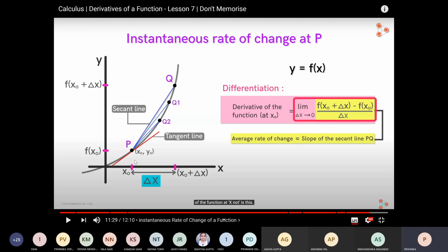Derivative का अगर formula से देखना चाहें, so it is given by limit delta x tends to zero f of x naught plus delta x minus f of x naught upon delta x, that is change in y by change in x, and this change in x is tending to zero. That is basically the derivative of the function. और geometrically हमें याद रखना है कि derivative का मतलब होता है कि इस point पर क्या slope है हमारे tangent का, that is the derivative.